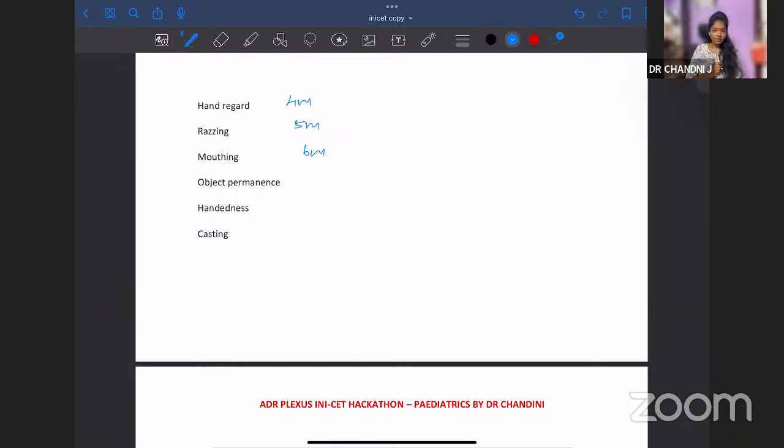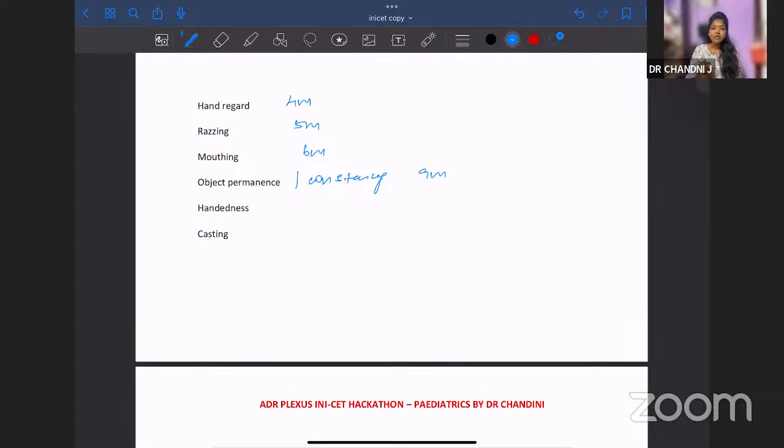What is object permanence? When you hide something, the baby knows that the object is still present and will start trying to search for it. That is called object permanence or constancy. So you play peekaboo, right? You close your eyes and say peekaboo. The baby will laugh. Why? Because the baby knows that you are behind that and you are going to come. That is around 9 months. So peekaboo, object permanence, constancy is around 9 months.